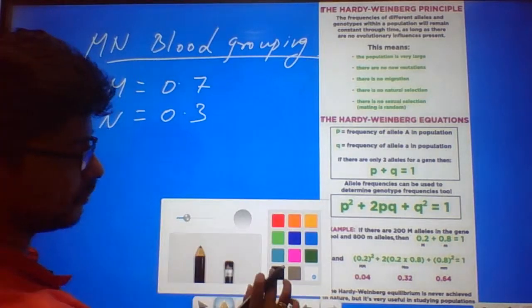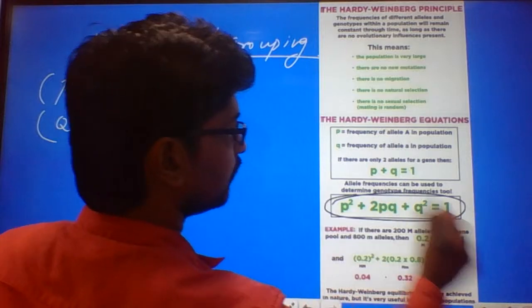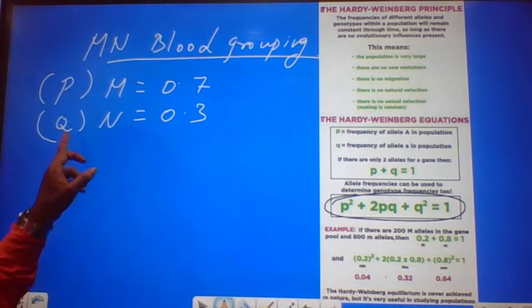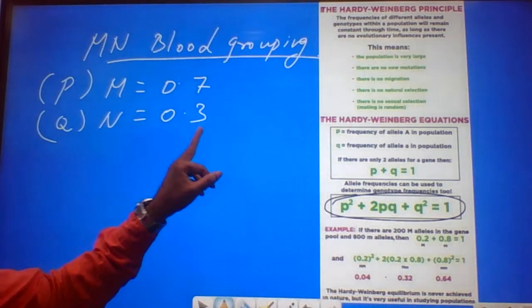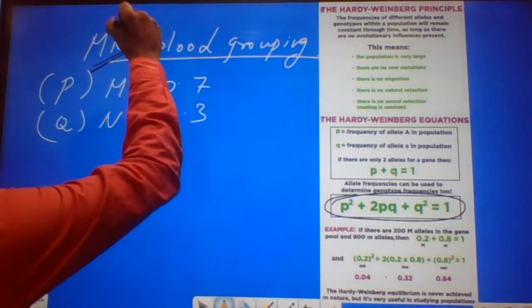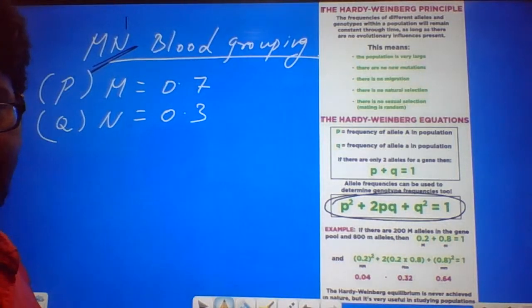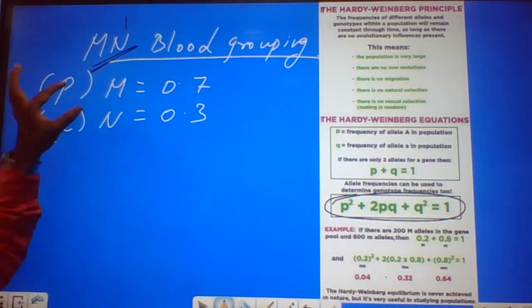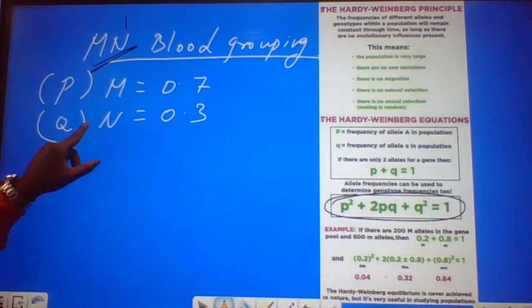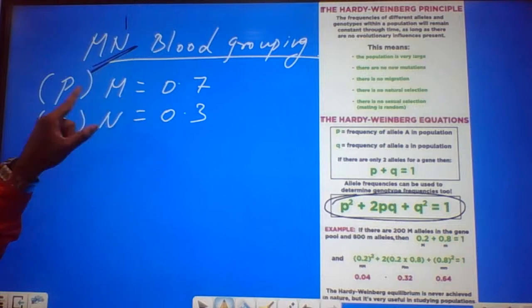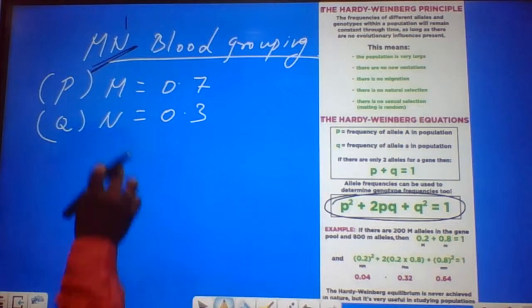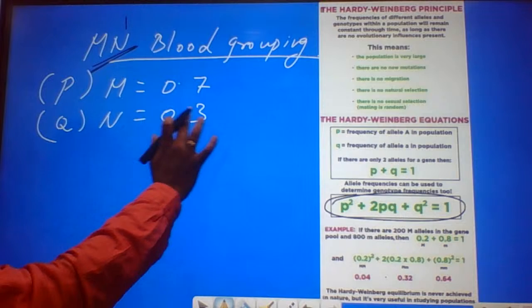So the equation is P square plus Q square plus 2PQ is equal to 1. In place of P, you apply 0.7. In place of Q, you apply 0.3. MN is a type of blood group. We have different types of blood groups, right? ABO, Kell, Duffy, Lutheran. MN is one type of blood group that you could see, a very rare blood group. The frequency of M is 0.7 and N is 0.3. We want the frequency of the heterozygous individual.